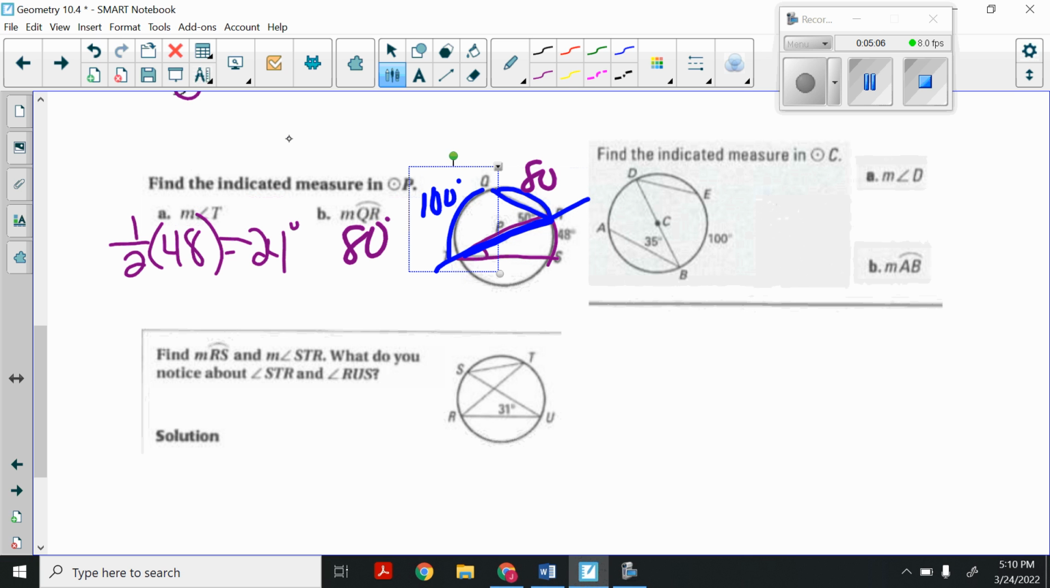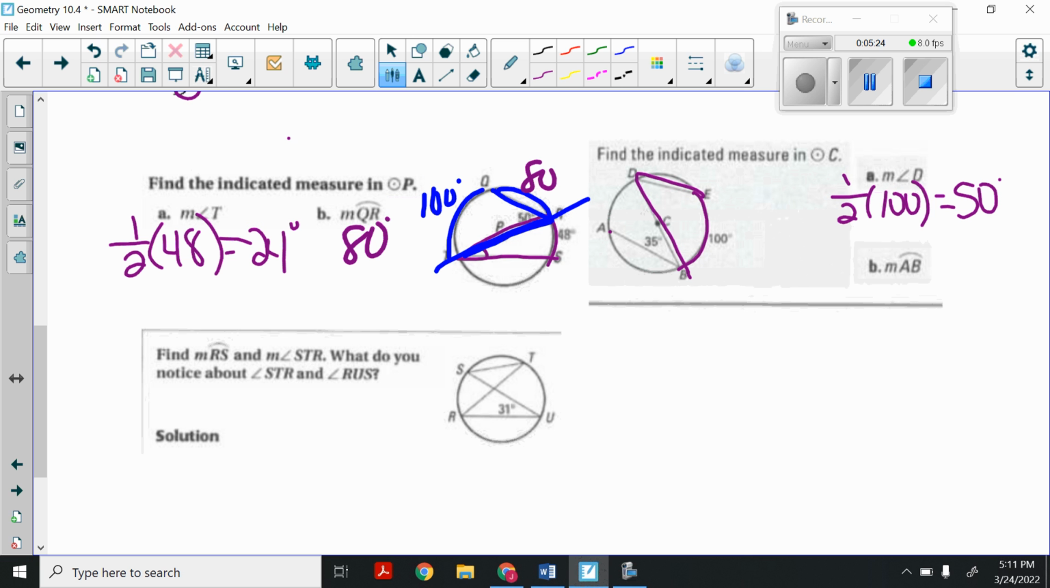The second example over here, find the indicated measure in circle C, the measure of angle D. So angle D is that inscribed angle up there. The intercepted arc is 100, so the angle is half of the arc. So half of 100 is 50 degrees.